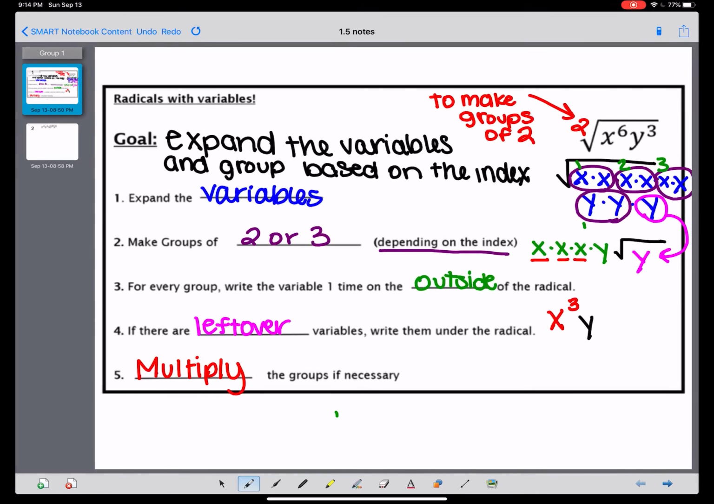I don't have any y's to combine on the outside, so I'm just going to rewrite that and rewrite my radical to get my final answer of x cubed times y times the square root of y.